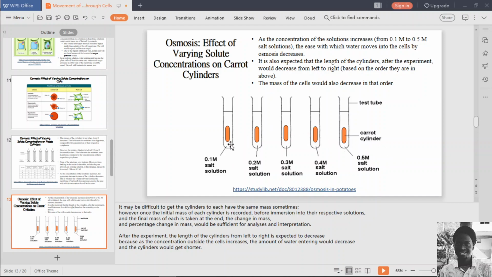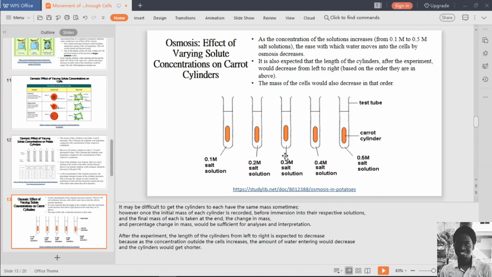Okay? So since the water concentration decreases from left to right, provided that other factors are kept constant, like the length of the cylinders, the mass of the cylinders, the amount of solution in the test tube, then as you move from left to right, the likelihood of water entering the cells would decrease, right? Because here you have the most water in solution, so most likely water would enter the cells. Okay, here you have 80% water, so water is likely to enter the cells also.